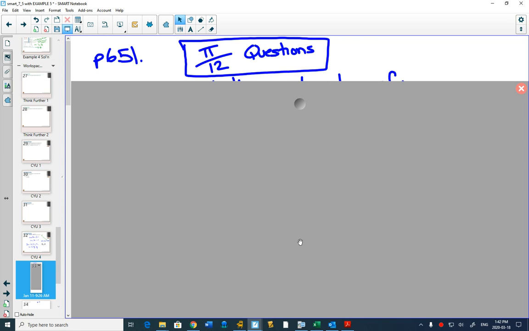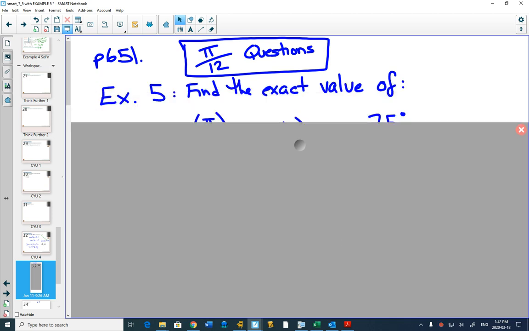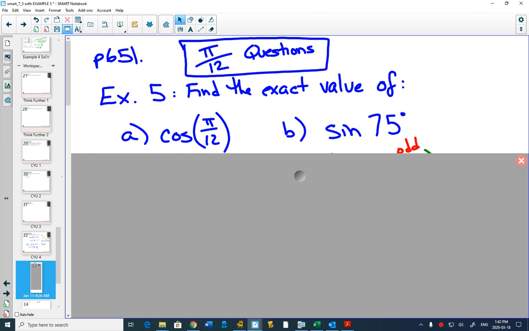That's what it does. We are able to find sine, cos, and tan of 15 degrees without our calculator, and of 75 degrees without our calculator. And that's what makes a pi over 12 question. Pi over 12 is 15 degrees.